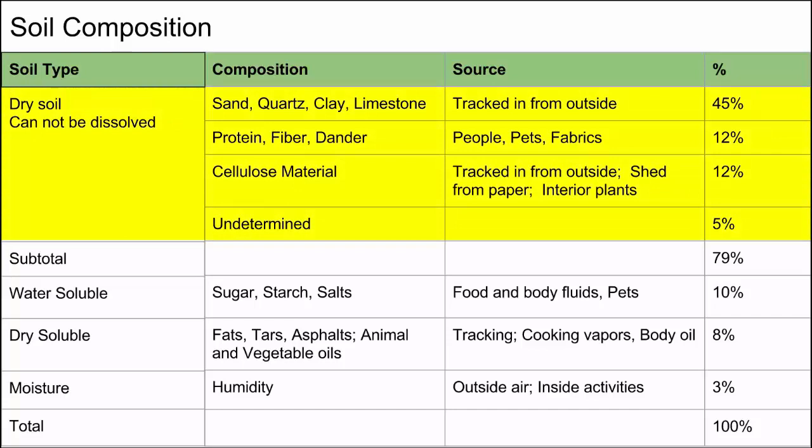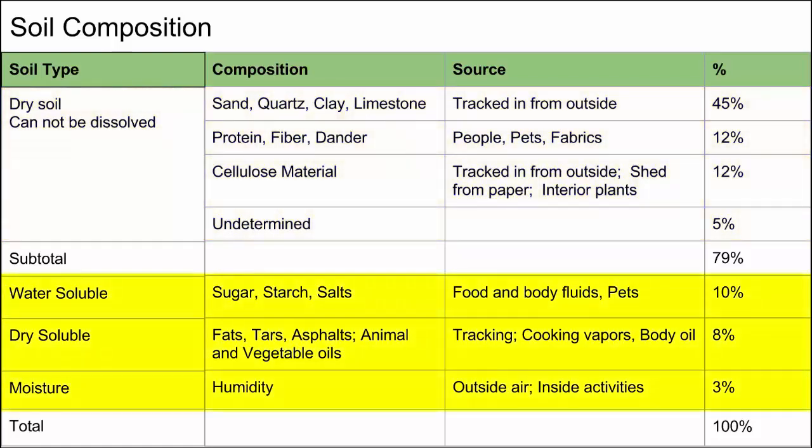So on the top half of the sheet, we're going to have the dry soils. These can't be dissolved. They're the sand, the quartz, clay, limestone. They're not going to be dissolved with water or chemical action. Protein, fiber, dander from pets, cellulosic material that's from books, from clothing. There is an undetermined amount. There's some things in there we just don't know what it is.